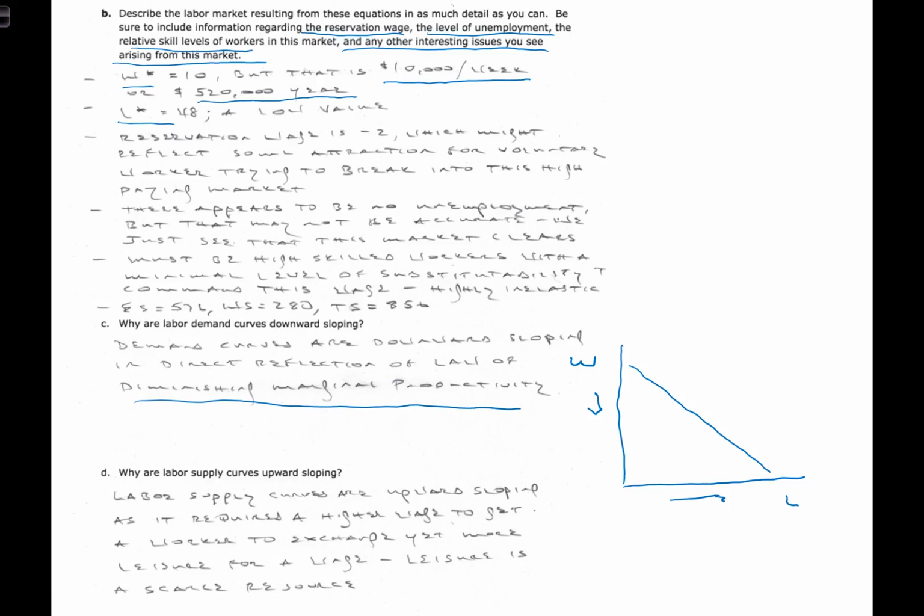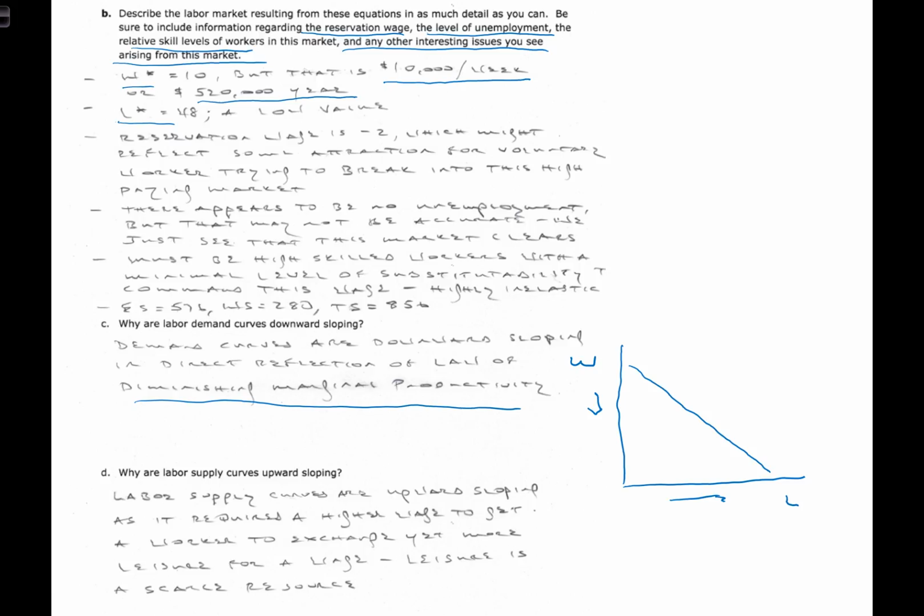So then I ask you the question, why are labor supply curves upward sloping? Well, there's a number of reasons. You can approach this from 2 ways, but there's one of these that's critical to this. So labor supply curves are upward sloping because it requires a higher wage to get a worker to exchange yet more leisure for their wage. Think about it. In order to get a wage, we're exchanging leisure for some labor that we then sell to the marketplace for the wage. So it's really, we're getting paid to exchange leisure.